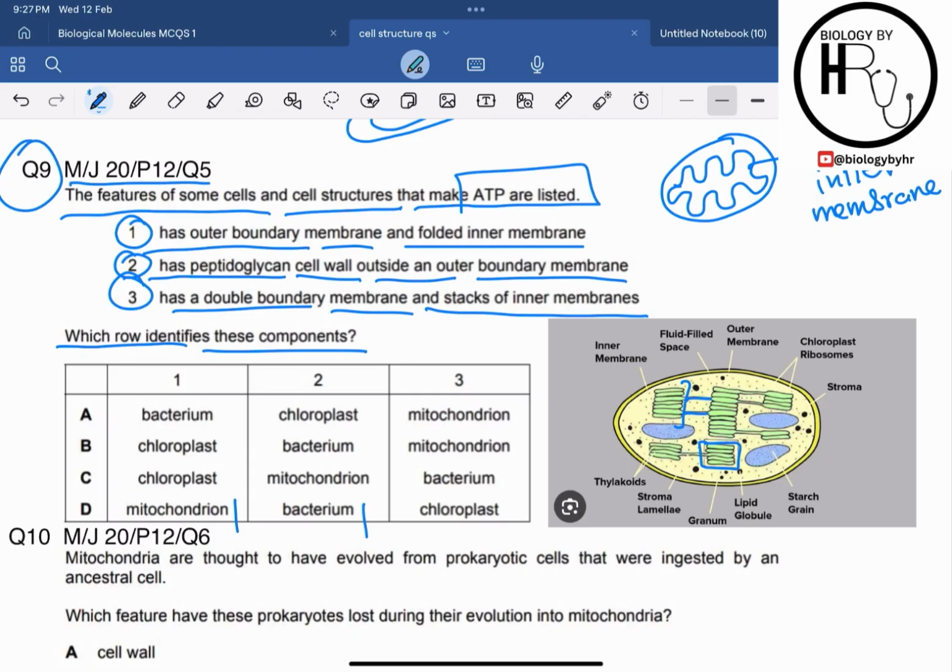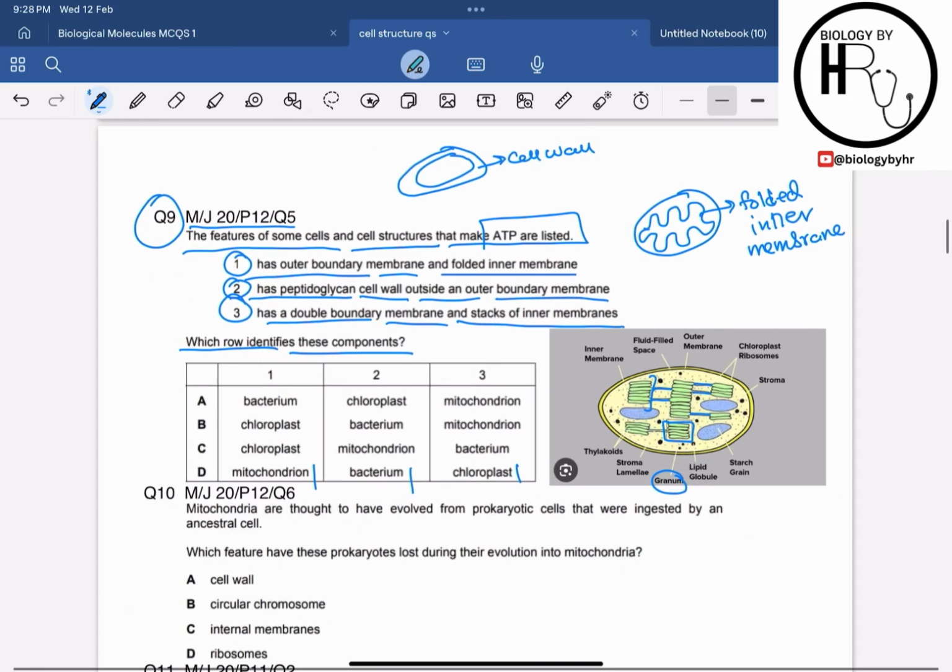If I explain it here, thylakoids are flattened sacs, right? And they are joined together to form stacks of thylakoids, which are known as grana, right? And then they are interconnected to each other by the lamella. These are the lamella, the membranes by which they are interconnected. So they are talking about the chloroplast over here. So hence the correct answer for question number 9 would be option D.